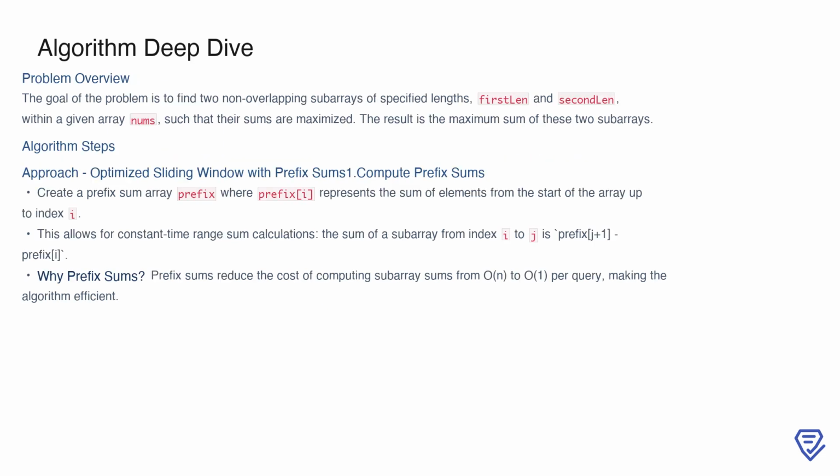In this problem, our goal is to find two non-overlapping subarrays within a given array, each of specified lengths, such that their sums are maximized. To achieve this, we use an efficient approach that combines the sliding window technique with prefix sums. First, we calculate the prefix sums of the array. The prefix sum array allows us to compute the sum of any subarray in constant time by subtracting the appropriate values. This is a key efficiency gain, as it reduces the time complexity of calculating subarray sums from O(n) to O(1). By leveraging this structure, we can efficiently explore potential configurations of the two subarrays while ensuring they remain non-overlapping.